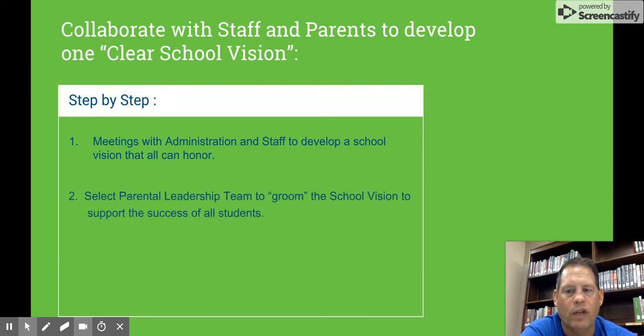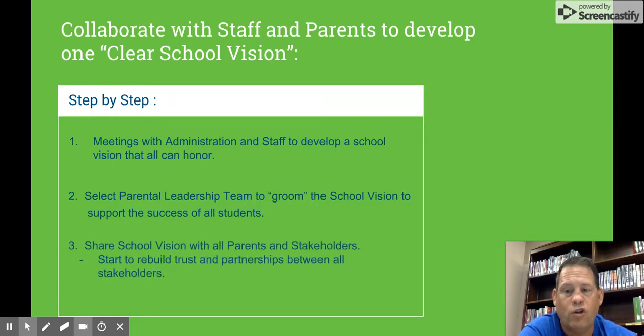Number two, you're going to select a parental leadership team. These are your parents that are what I consider your movers and shakers, and they're going to be asked to help groom the school vision, and be included in the collaboration process. Actually, this is for the success of all students. And number three, share the school vision with all the parents and stakeholders, and you're going to start rebuilding the trust and the partnerships that all stakeholders can have for the benefit of the education.